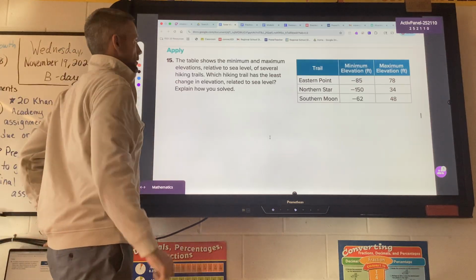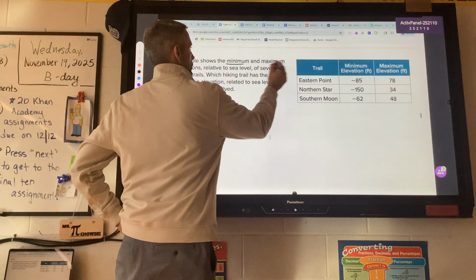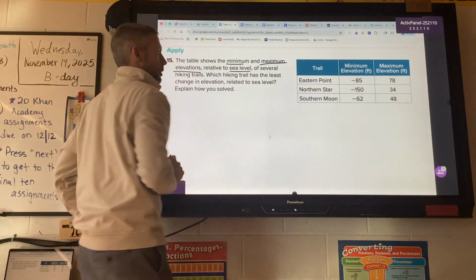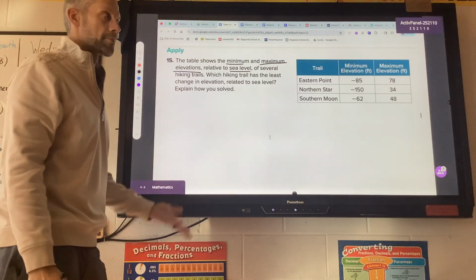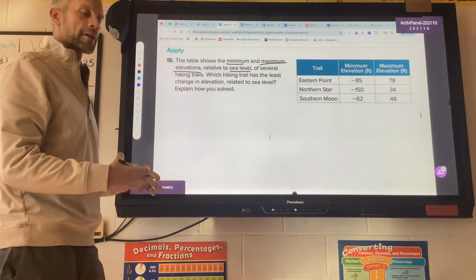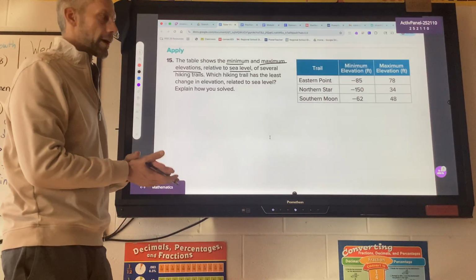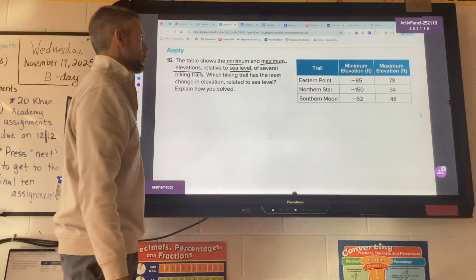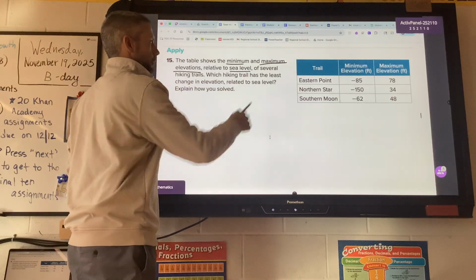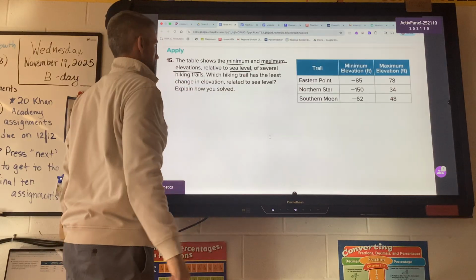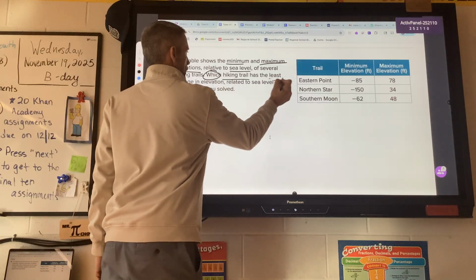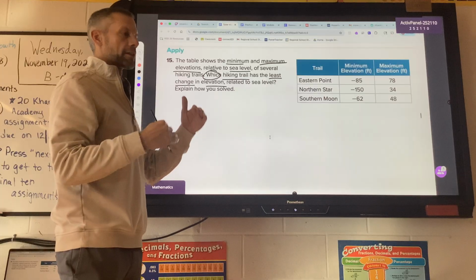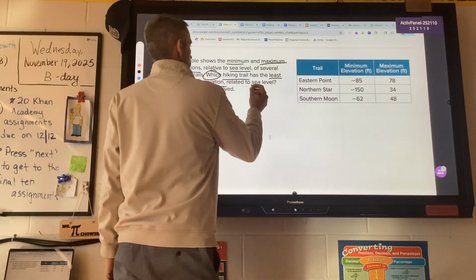So number 15 says the table shows the minimum and maximum, that means the lowest and the highest elevations, relative to sea level. We talked in class about zero, meaning zero sometimes if you're talking about sea level, or zero is just basically in reference to where we started in the problem, or what we're comparing the other numbers to, the other integers. So in this case, sea level actually would be 0 feet. This is of 3 different hiking trails. It says, which hiking trail has the least change in elevation? So basically it's the flattest trail, the one that has the least change from the lowest to the highest point in relation to sea level.